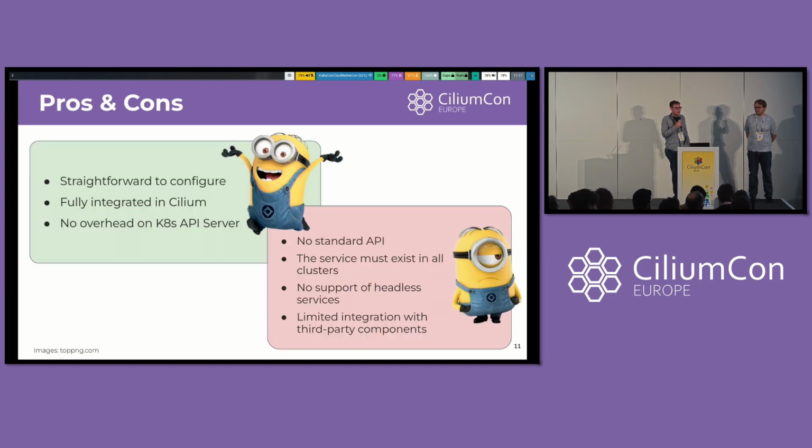So on the bright side of global services, they are straightforward to configure. You just create the services, apply an annotation, and that's done. They are fully integrated in Cilium, so they work with ingress, with gateway API, and so on. And they don't pose any overhead on Kubernetes. We are not creating any additional resource there. Yet, they also come with some shortcomings, and the most important one is that they are not a standard API, which means they don't really play well with some third-party software.